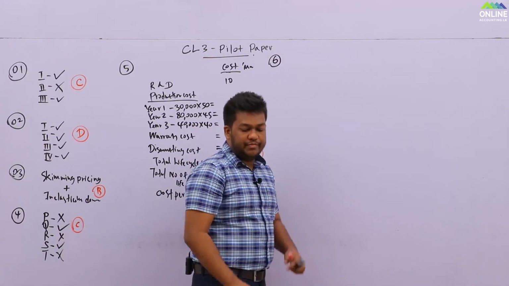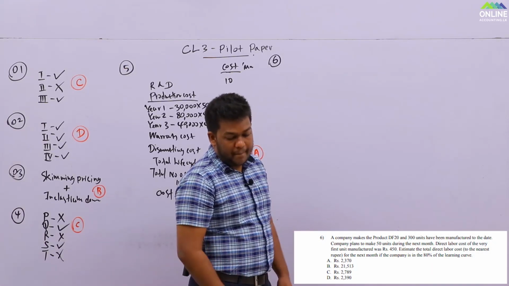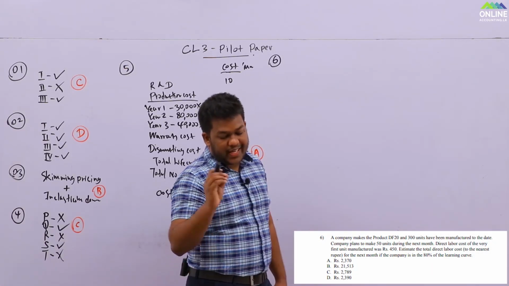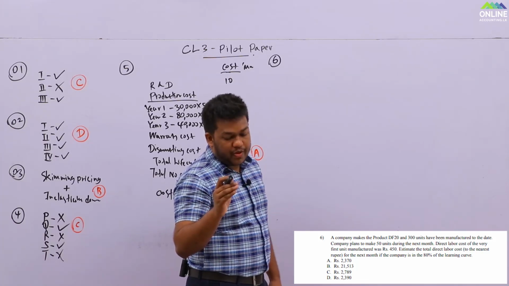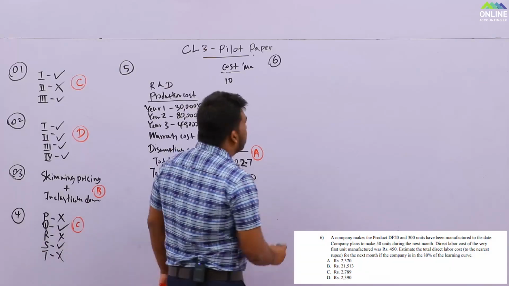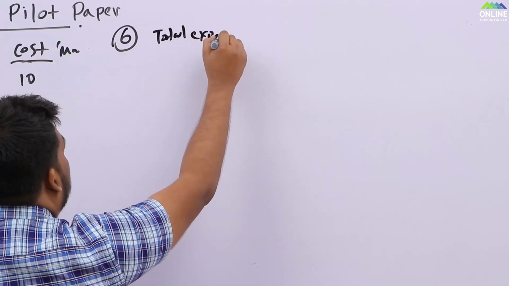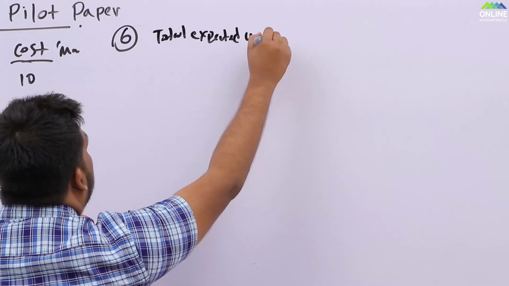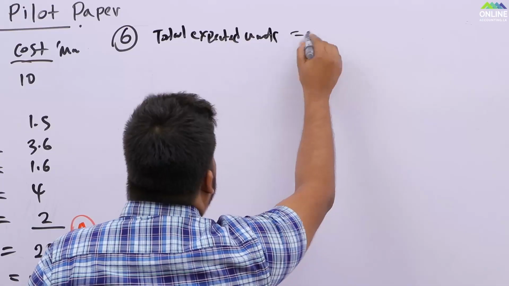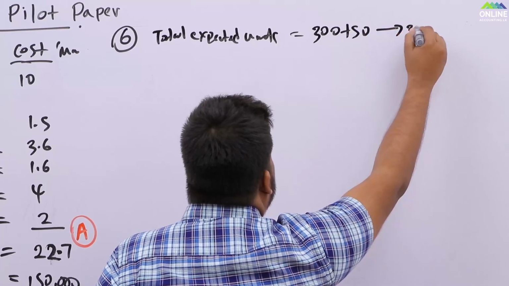Then see, it says you are manufacturing 300 units up to now and next month 50. So the total units how much? Total expected units how much? That is 300 plus 50, which is 350.